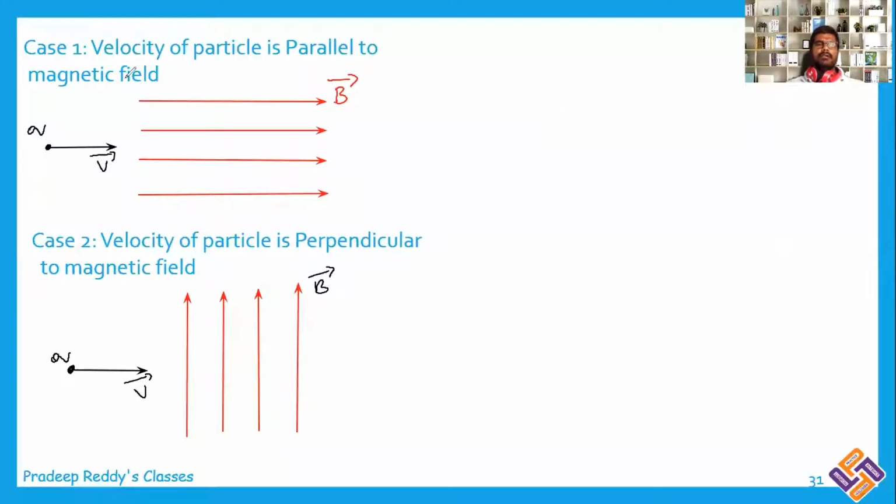In the first case, the velocity of the particle is parallel to the magnetic field. In such a case, what is theta? Theta is equal to 0. Sine 0 is equal to 0. Therefore, F will be equal to 0, since F is equal to QVB sine theta. The particle will not experience any force. As a result, acceleration will be equal to 0.